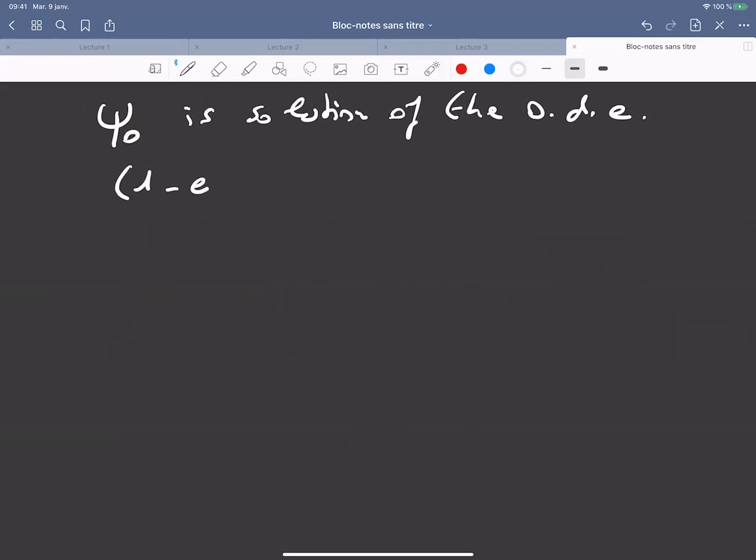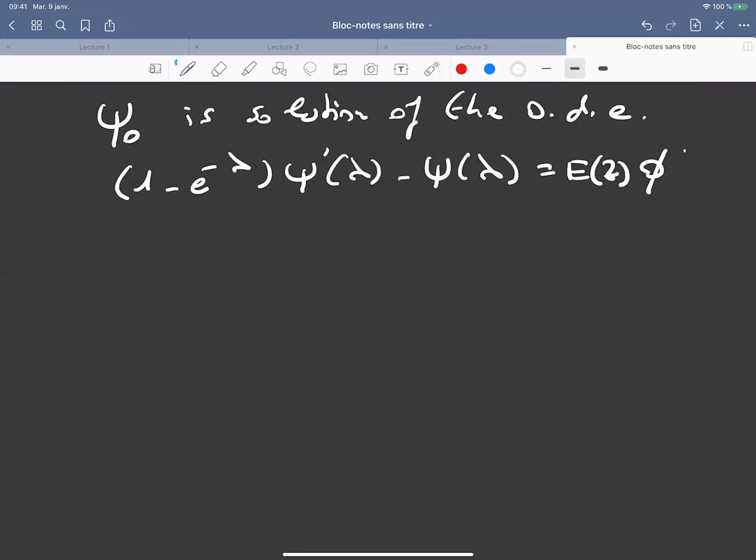So psi null is solution of the ordinary differential equation, which is 1 minus exponential of lambda, times psi prime minus psi, equal to expectation of z phi of minus lambda. Okay? This is the remark.